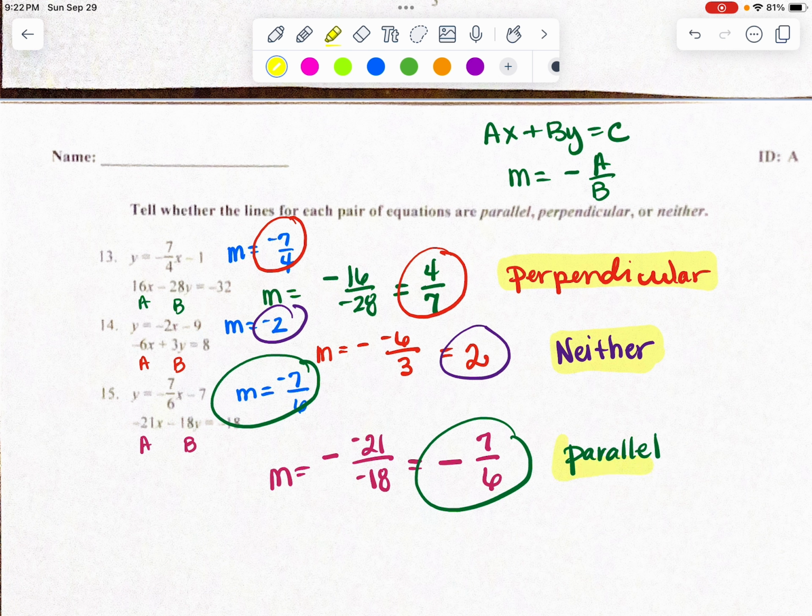And that, guys, is your Chapter 2 test. Make sure and practice these. Go back and look over them and be ready for your test tomorrow.